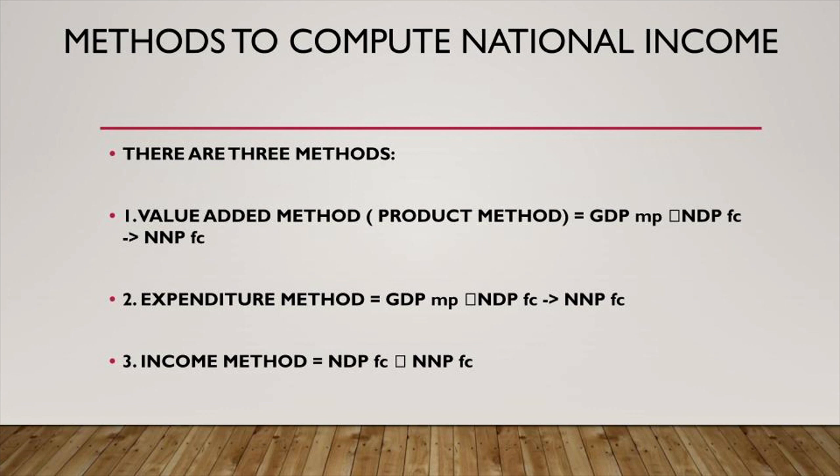Expenditure method also follows the same protocol. First, GDP-MP is identified, thereafter converts GDP-MP into domestic income and then national income. While the income method initially arrives at the domestic income, that is the NDP-FC, thereafter converts the NDP-FC into NNP-FC, which is the national income. Let us look at each method in detail and demonstration of finding national income using these three methods.